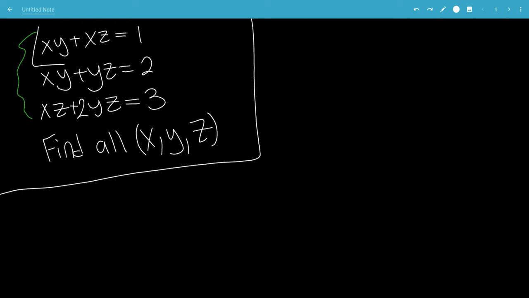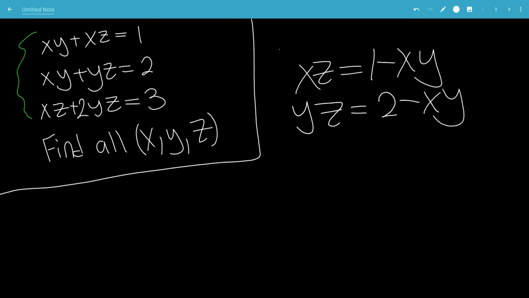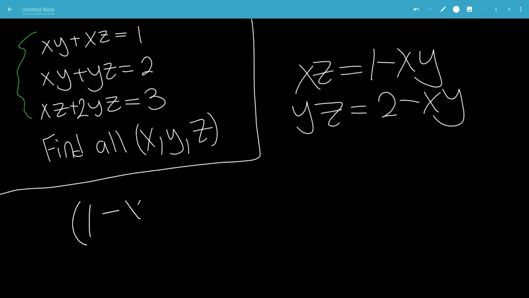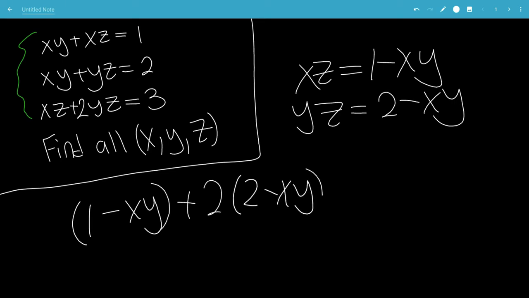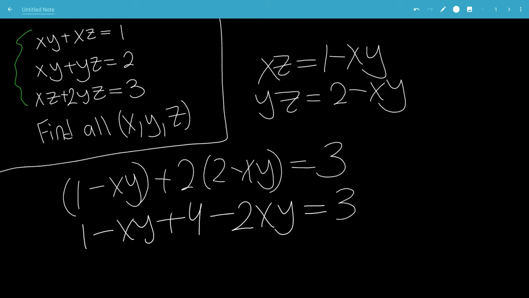Okay, from the first equation we have that xz equals 1 minus xy. Now you see that xy appears in the second equation, so let's solve for yz. So yz will be 2 minus xy. Now we can plug these two things into the third equation, leaving us with xz, which is 1 minus xy, plus 2yz, which is 2 minus xy, equals 3. So this will be 1 minus xy plus 4 minus 2xy equals 3.